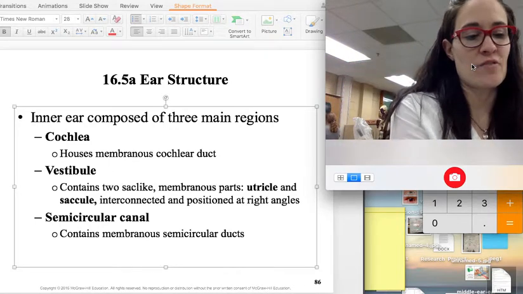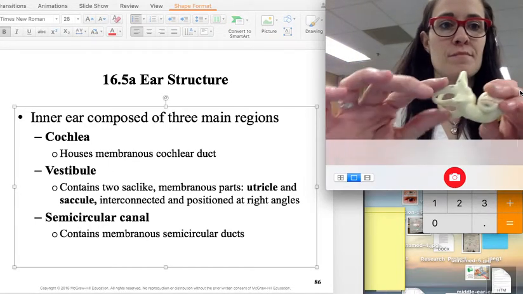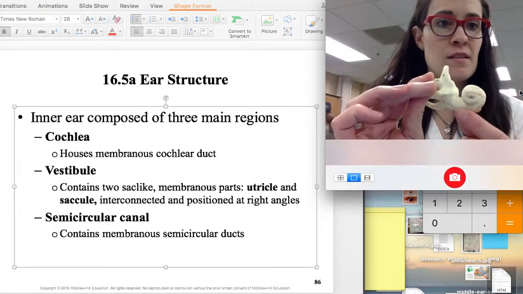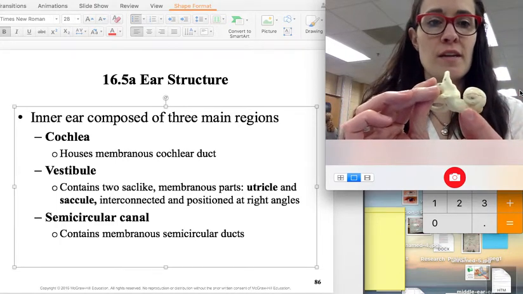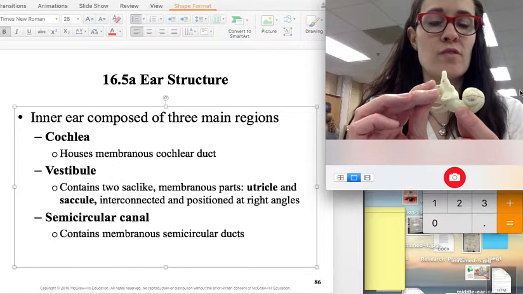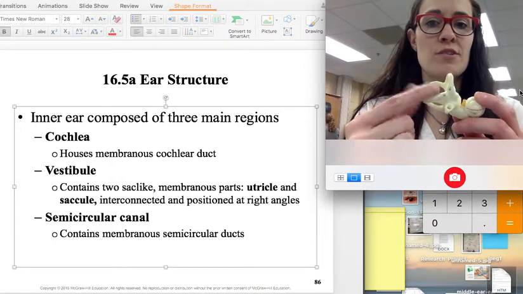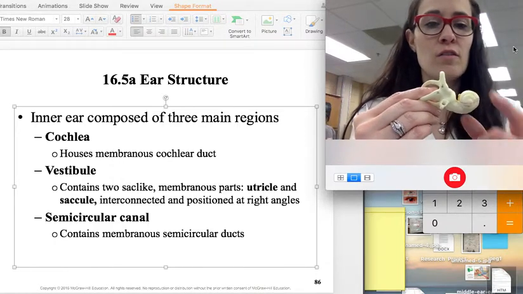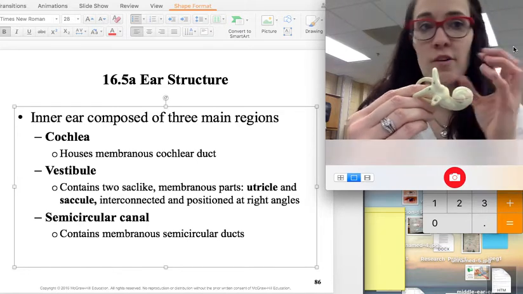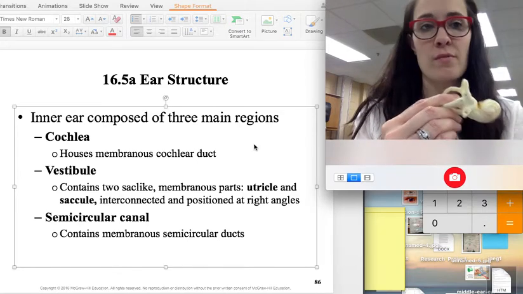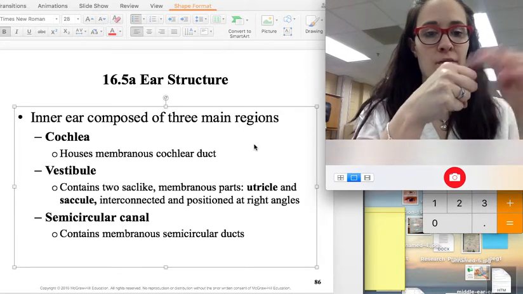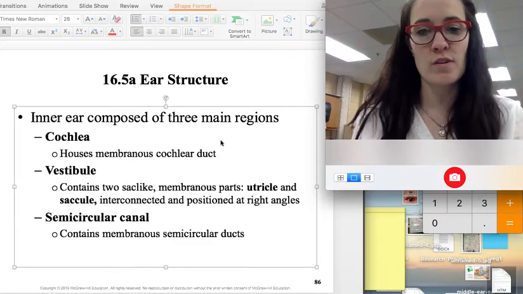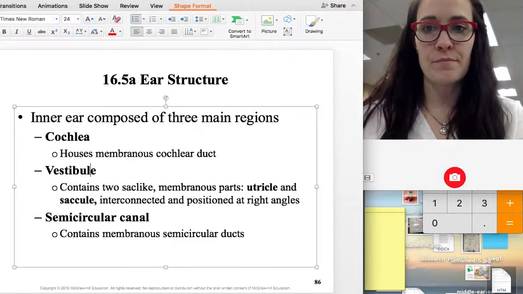I can actually take out the inner ear. Okay, so this is the cochlea. This area right here is the vestibule, and it contains two areas called the utricle and the saccule. And then you have your semicircular canals. All three of these contain fluid within them that are continuous with one another. That endolymph fluid, it's continuous with each other.